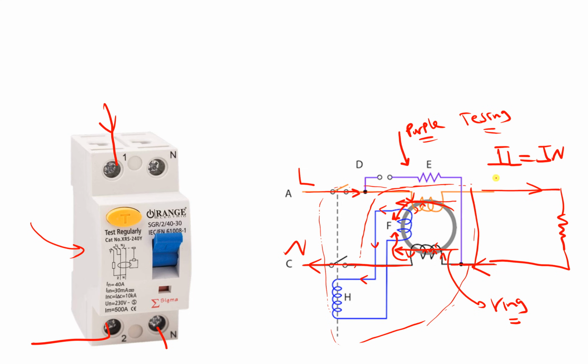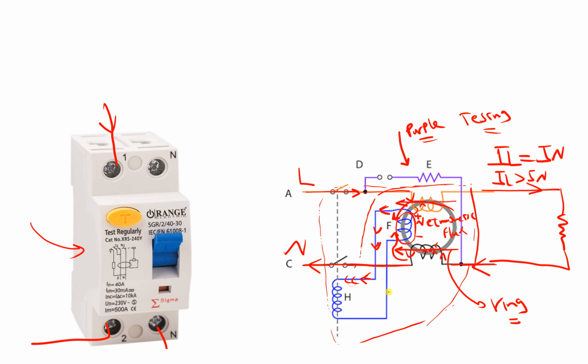What if I line is greater than I neutral due to any leakage current? In this case, this magnetic field will be stronger than the magnetic field coming from the neutral. So there will be a net magnetic flux. This net magnetic flux will induce an EMF on this coil, the secondary coil, leading to flow of current.